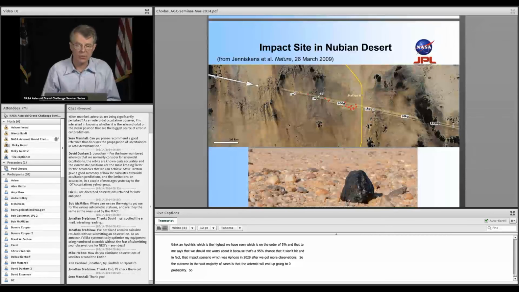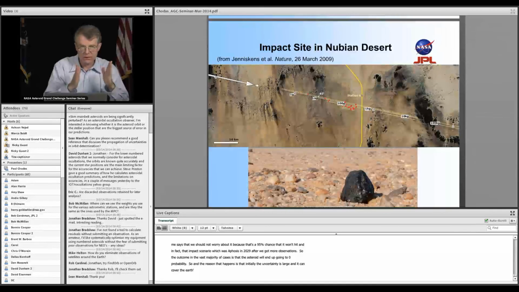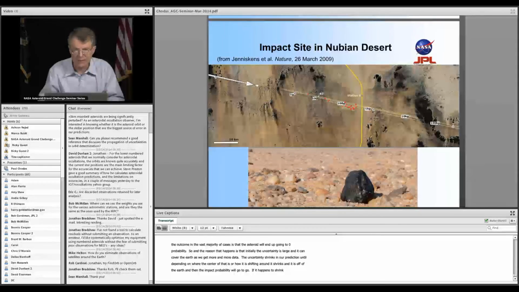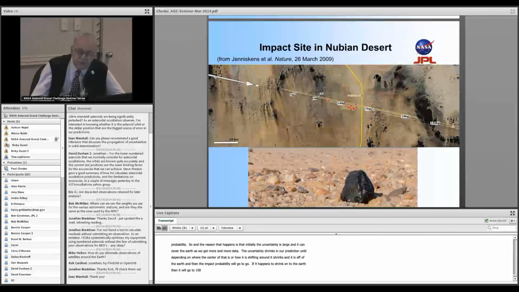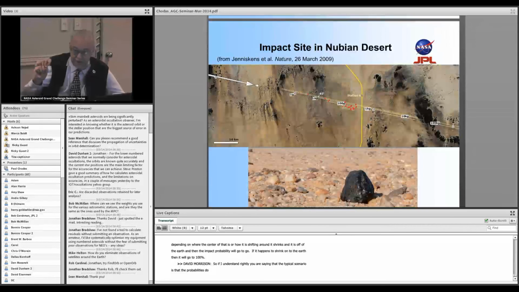The reason that happens is that initially the uncertainty is large and it can cover the Earth. As we get more and more data, the uncertainty in our prediction shrinks until, depending on where the center of it is or how it's shifting around, it's off of the Earth. And then the impact probability goes to 0. If it happens to shrink onto the Earth, then it would go to 100%. That has not happened. So if I understand rightly, you're saying that the typical scenario is that the probabilities do go up over time and then drop to zero.